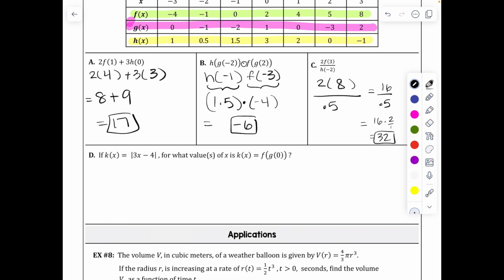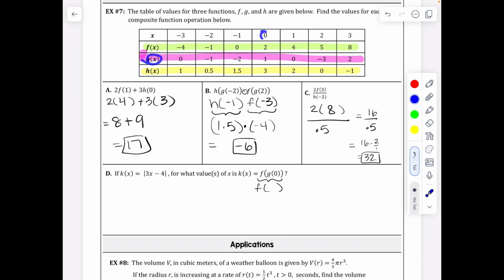So what about part D? It says, if k of x is the absolute value of 3x minus 4, for what values of x is k of x equal to f of g of 0? First of all, let's find out what f of g of 0 is. g of 0 is here at 1, and f of 1 is here at 4. So they want to know, where is k of x equal to 4?